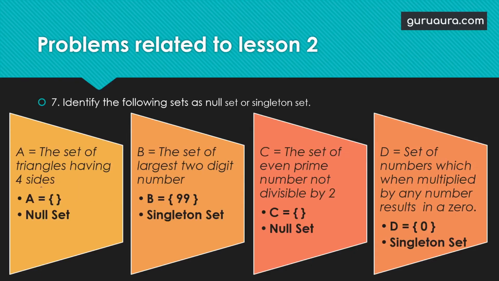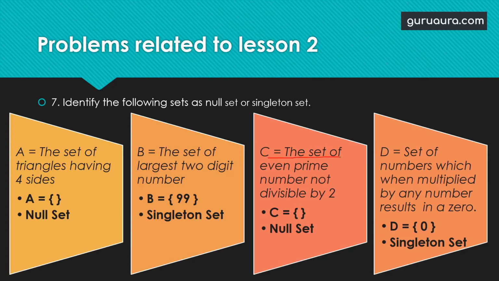Okay, now let's see the answers. Set A, the set of triangles having 4 sides. This is a null set because a triangle doesn't have 4 sides, it has only 3 sides. B, the set of largest 2-digit number, which is 99. Hence, this is a singleton set with only one element.